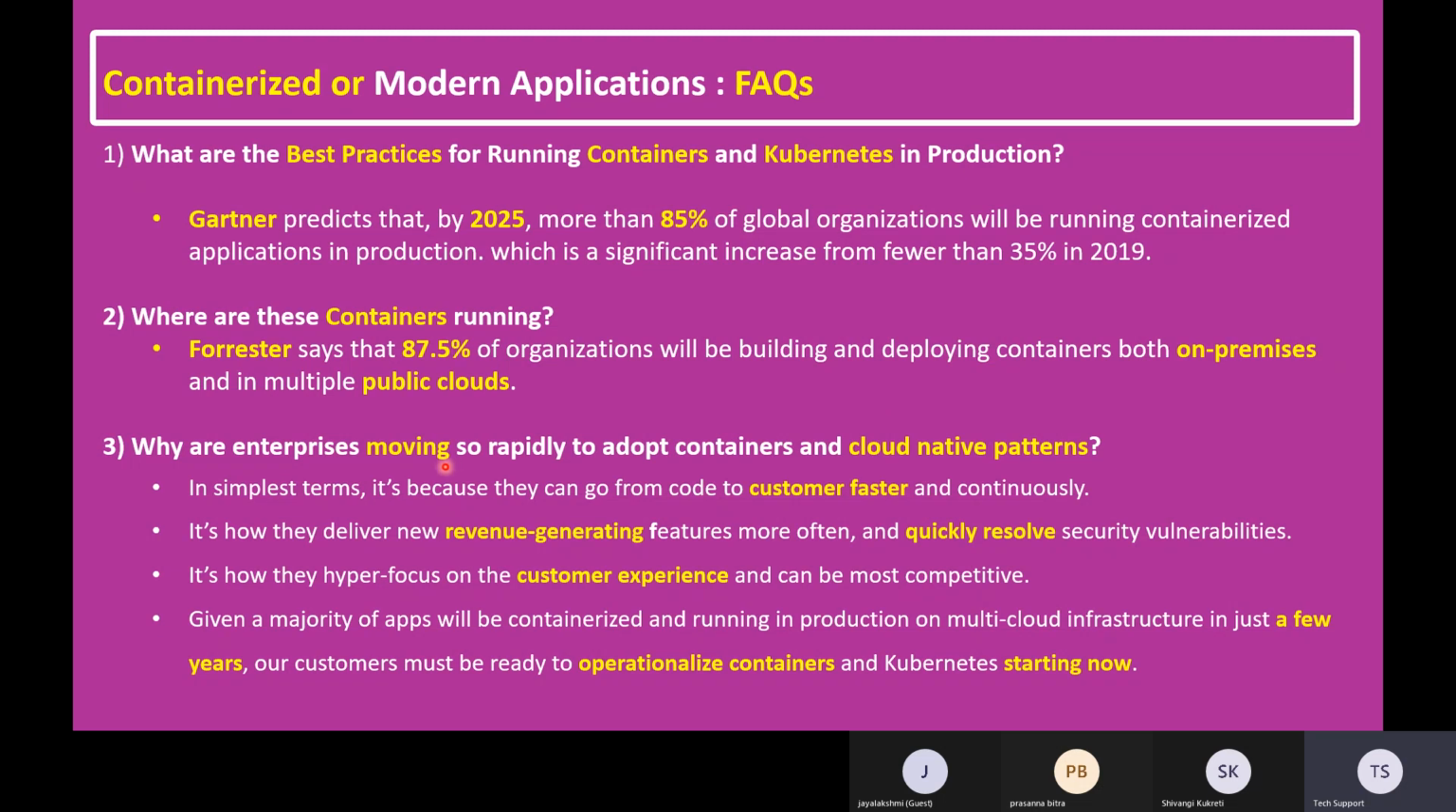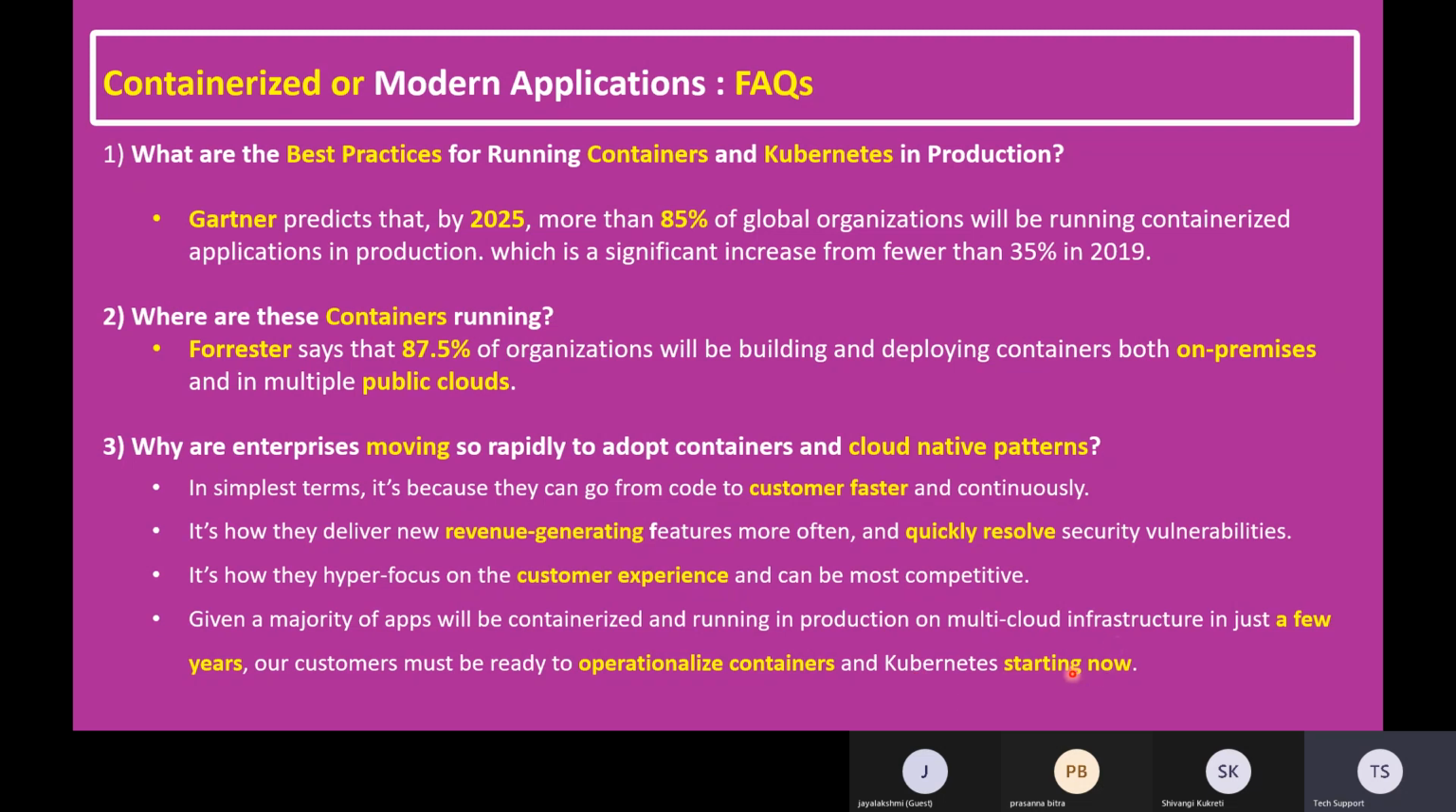And why are enterprises moving so rapidly to adopt containers and cloud native platforms, cloud native patterns? The main thing is faster deployment, and revenue growth is also increasing, and any issue troubleshooting is also resolved very quickly, because it's a lightweight operating system. Even if you destroy the pod or the container, you can rebuild it very quickly. Okay, troubleshooting also becomes very easy. And it's how they hyper-focus on customer experience. Also, given that the majority of applications will be containerized and running in production on multi-cloud infrastructure in just a few years, our customers must be ready to operationalize containers and Kubernetes starting now.